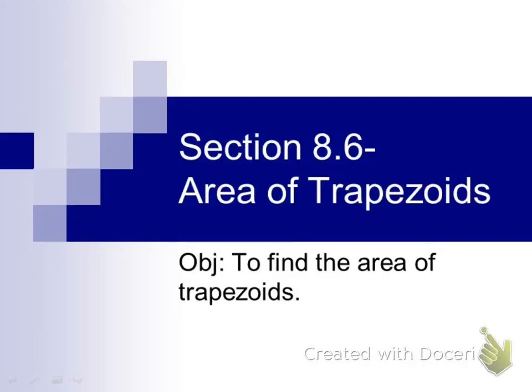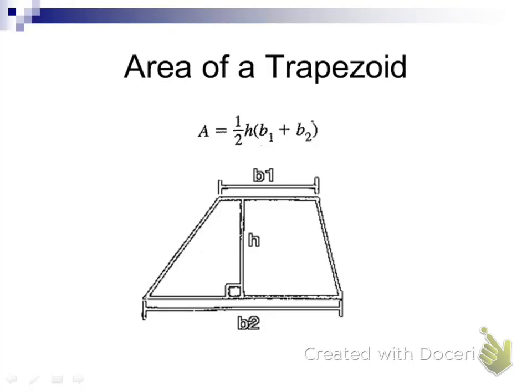Alright, today we're looking at section 8.6. It's all about the area of a trapezoid, so our objective is to find the area of trapezoids. Here is the formula that you need with a diagram that shows you exactly what each segment or letter represents.